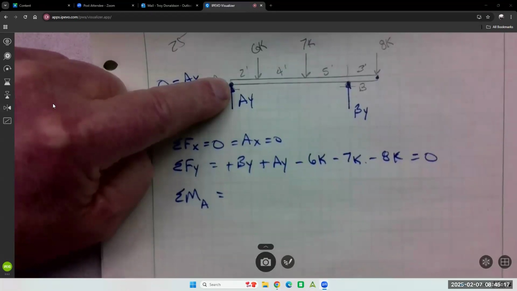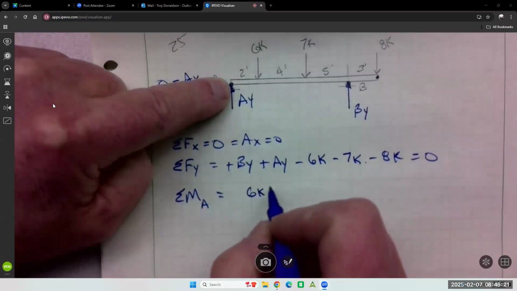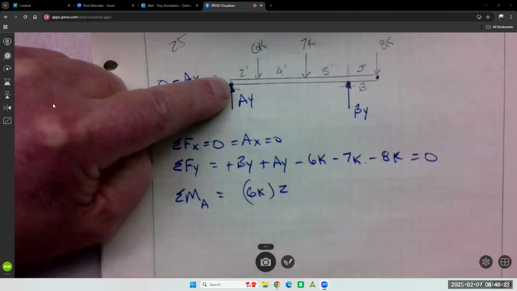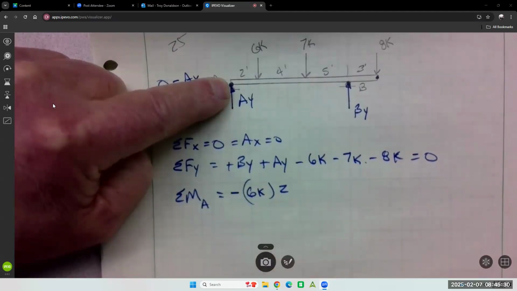Force times distance. 6K times 2. Rotation. Clockwise. Negative, correct? You're good with that one? What else? Moment at A.